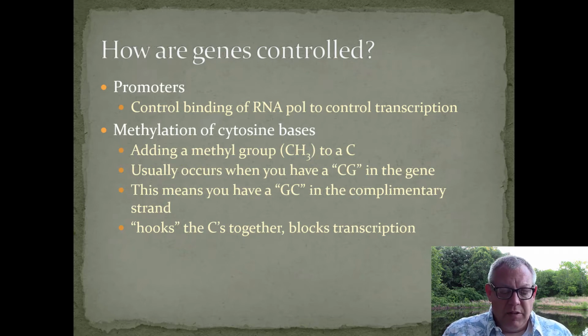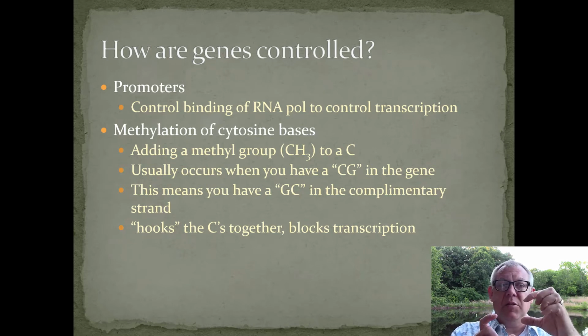Another common way to control genes is methylation of cytosine bases. A methyl group is a CH3 group, so methylation is adding a CH3. Cytosine is just your C nucleotide, so this is just adding a CH3 to that nucleotide. That's a fairly simple reaction. Usually it occurs when you've got a CG next to each other. If on one strand you've got a CG next to each other, of course on the other strand you're also going to have a CG next to each other. So you're going to have two C's right across from each other at a diagonal.